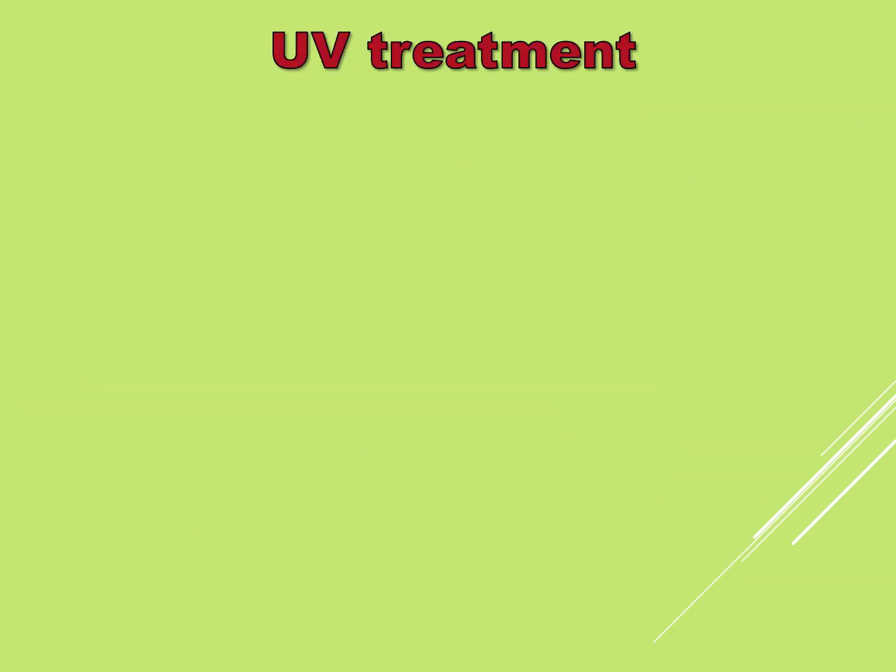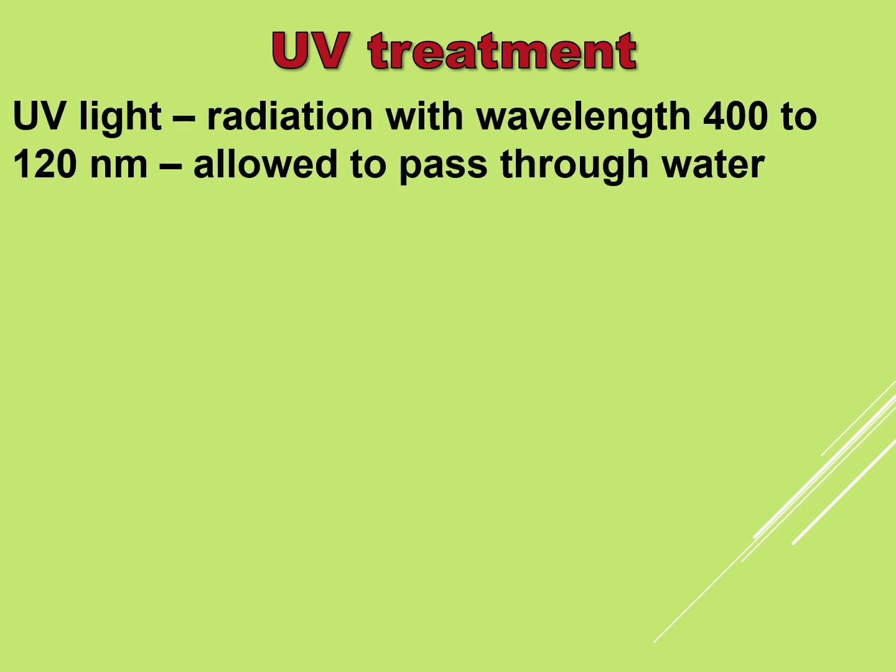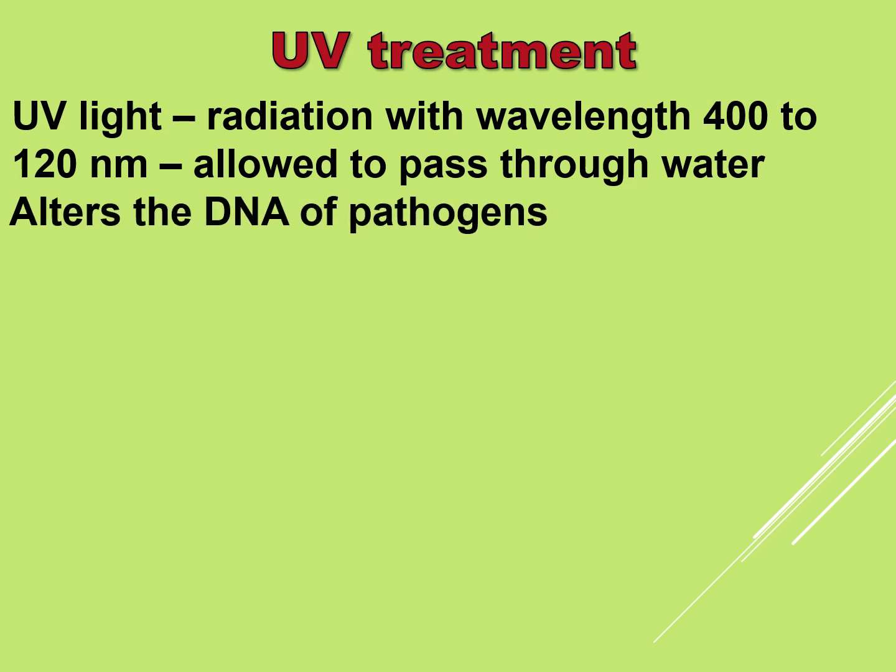Next is UV treatment. In UV treatment, what is done? The process is very simple. UV light is allowed to pass through water. Okay, take a UV lamp, allow light to come out, pass it through water, allow light to fall on water. So UV light means radiation with wavelength 120 to 400 nanometers, that is UV radiation, and it is allowed to pass through water. So what will it do? It alters the DNA of the microorganism and deactivates it.